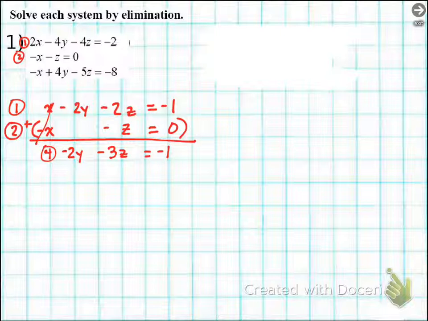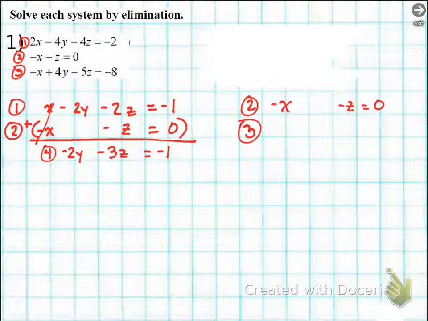Now we have to do the same thing with equation 2 and 3. So I'm going to take equation 2. I'm going to copy it over here. I got -x minus z is equal... I'm sorry, I'm going to make some space for y. Minus z is equal to 0. Okay. And I'm going to put equation 3 underneath it. We got -x plus 4y minus 5z is equal to -8. Okay?